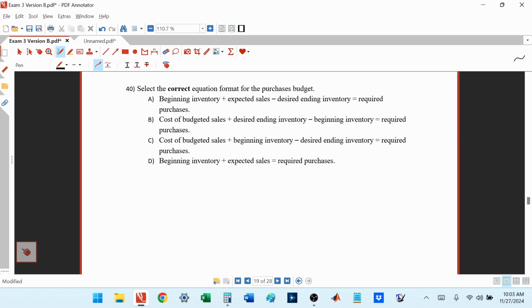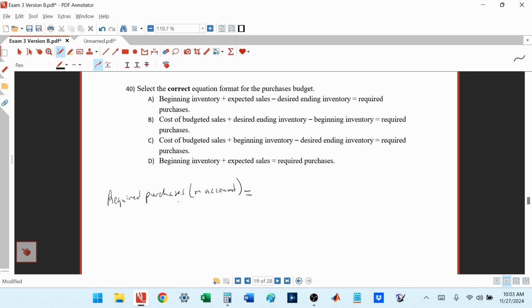40, select the correct equation format for the purchases budget. So purchases budget, so our estimated or our required purchases that we usually make on account. There's a formula for that. This is a chapter 14 thing when we did that spreadsheet in class. You can go back and look at that spreadsheet, the purchases budget, and you'll see this formula's built into it. You'll see it if you look carefully.